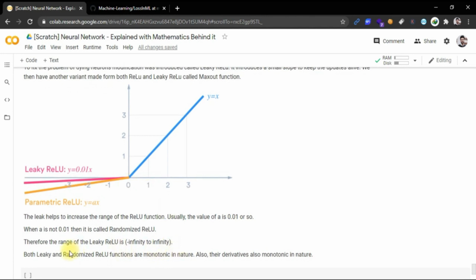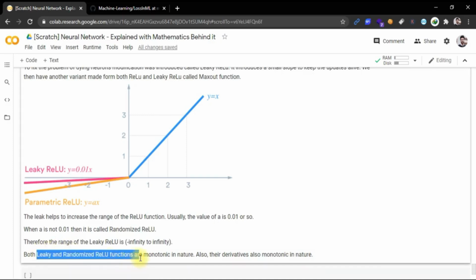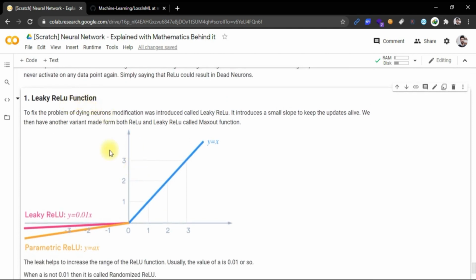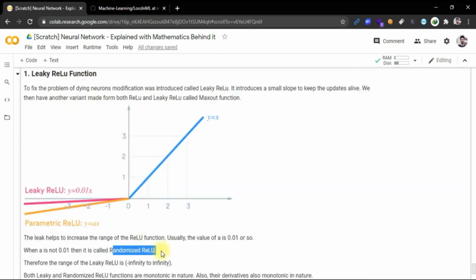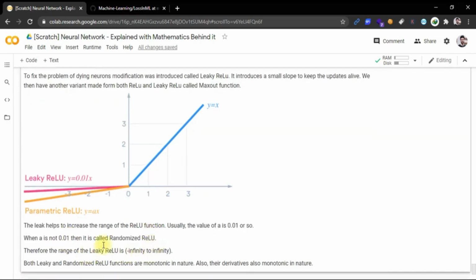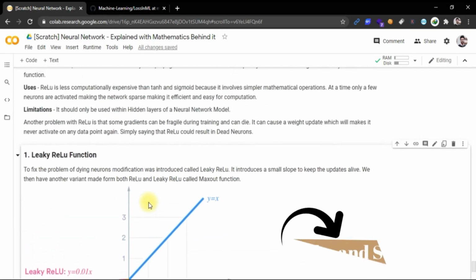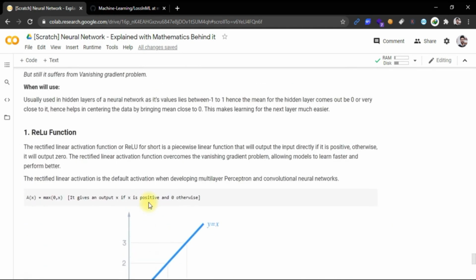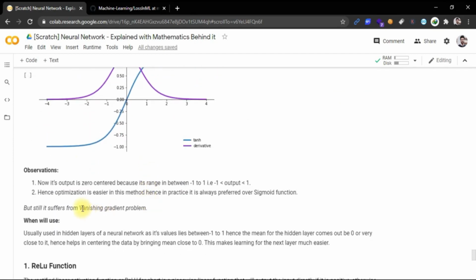Both leaky and randomized ReLU functions are monotonic in nature and their derivatives are also monotonic. That means both functions work very well in neural networks, and we have two versions of the ReLU function. The first is randomized, where the value of a is not 0.01, and the other is the leaky one, where the value is equal to 0.01. I hope you understand all these functions, and our next video is about the vanishing gradient problem.